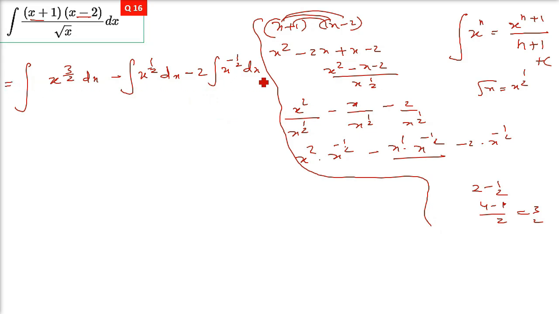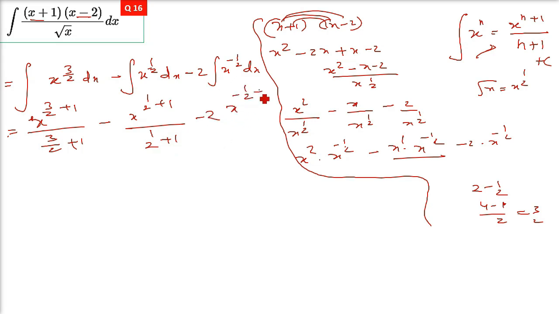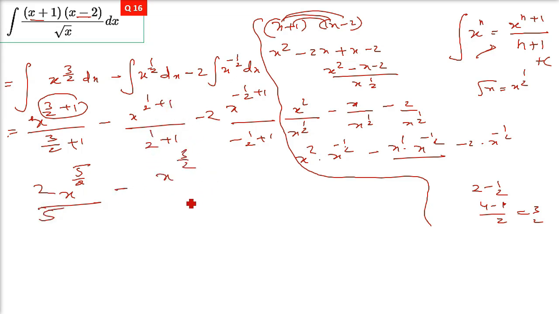And we are going to use the integration formula which I indicated earlier. So what is this? Now you have to ignore this integration sign because the integration result we are writing here. x raised 3 by 2 plus 1, 3 by 2 plus 1 in the denominator, minus x raised half plus 1 by half plus 1, minus 2x to the power minus half plus 1 and minus half plus 1 here. So this will give you x raised 5 by 2. 3 by 2 plus 1 is 5 by 2. And denominator also 5 by 2. So this will be 2 by 5 minus. This will become x raised half plus 1, that is 3 by 2. Half plus 1 is 3 by 2.